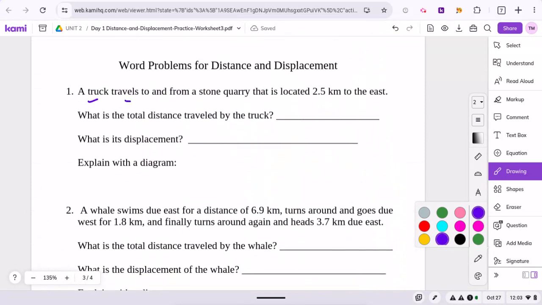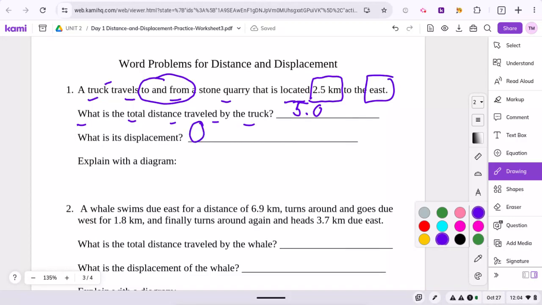So this one says a truck travels to and from a stone quarry that is located 2.5 kilometers east. What is the total distance traveled by the truck? So the total distance says it would travel to and from. So to and from, like a round trip, would be 5. And if it ends up back where it started, the displacement would be 0, because it's going to and from. So it would go 2.5 east, and then it would go another 2.5 back.